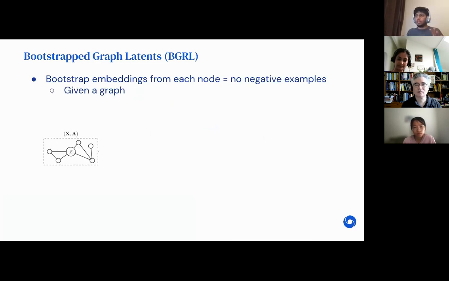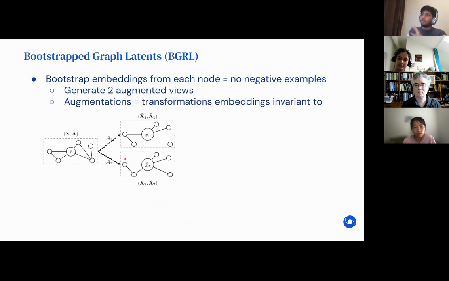So let's say we're given a graph. We generate two augmented views, which is very similar to how Grace does it. This preserves semantic similarity. Here the augmentations play the role of defining transformations with respect to which we want our embeddings to be invariant. Intuitively, the representation of this and this should be similar to each other.